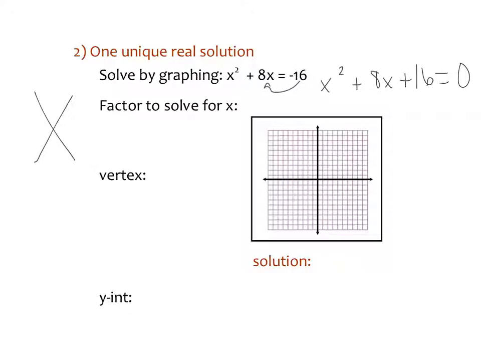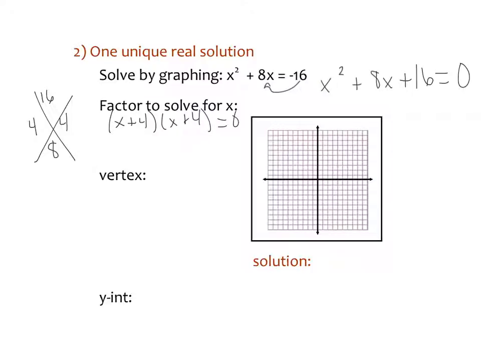Now I'm going to factor by using the diamond method, again because there's a 1 in front of x squared. And really, if you look a little bit closer, this is a perfect square trinomial because I can take the square root of my first term, which is x, times the square root of my last term, which is 4, times 2, and that equals 8x. But just to show a little bit more, I'll go ahead and factor. So factors of 16 that when added together give me 8 are +4 and +4. So I get (x + 4)(x + 4) equals 0.